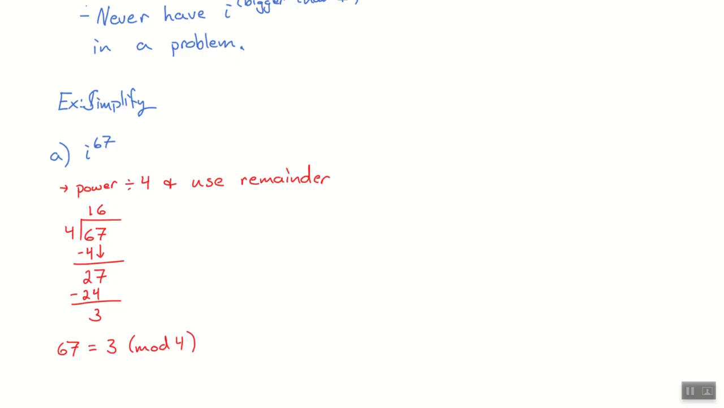Okay, so now that we know that 67 is the same thing as 3 when I'm working in mod 4, this is super easy. Instead of i to the 67, we just said that's the same as using what? So use 3 instead of 67. We're just using the remainder, the modulus of 67. So what we have then is i to the 67. That's gross. It's really the same thing as i cubed.